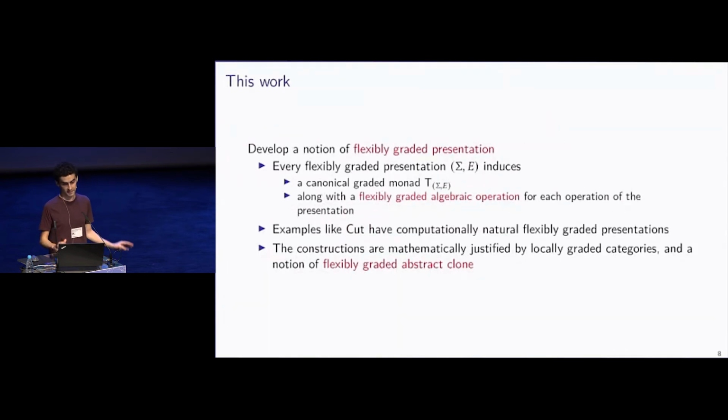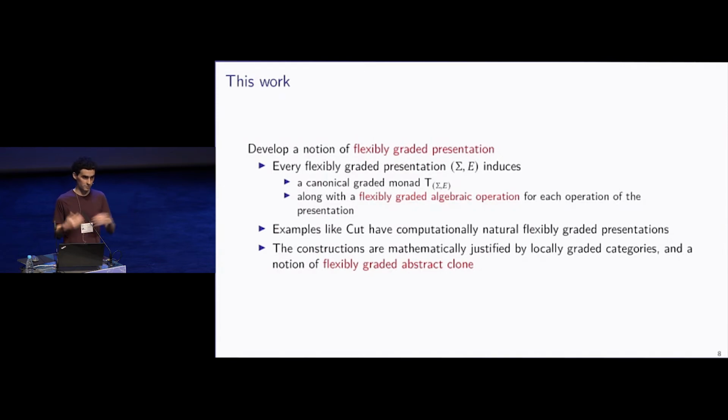Okay, so the goal of this is essentially to develop some nice notion of graded presentation. We call them flexibly graded presentations. In such a way that we can actually extract a canonical graded monad together with algebraic operations. And I mean a suitable notion of algebraic operation to interpret effects like this cut example. So we do this by generalizing this existing notion in some way.